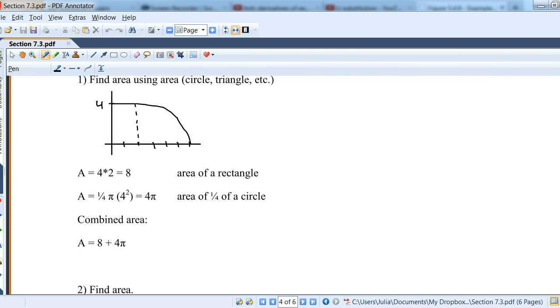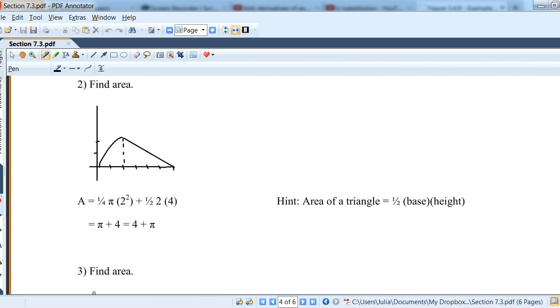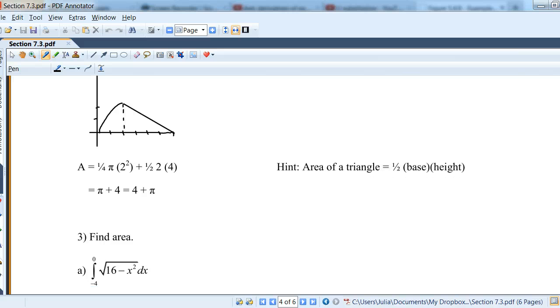Okay, then we can do the same thing with, let's say, the first half. It doesn't really look like a circle, but it's still a quarter of a circle. And then the second part is a triangle. So it's 1/4 times pi times 2 squared, where 2 happened to be the radius, plus the area of a triangle, which is 1/2 times base times height. So it was 1/2, the height I think was 2, and the base was 4. I think I got it backwards. Base times, oh, that's the same thing. Okay, so I got pi plus 4, or 4 plus pi. Either way is fine.